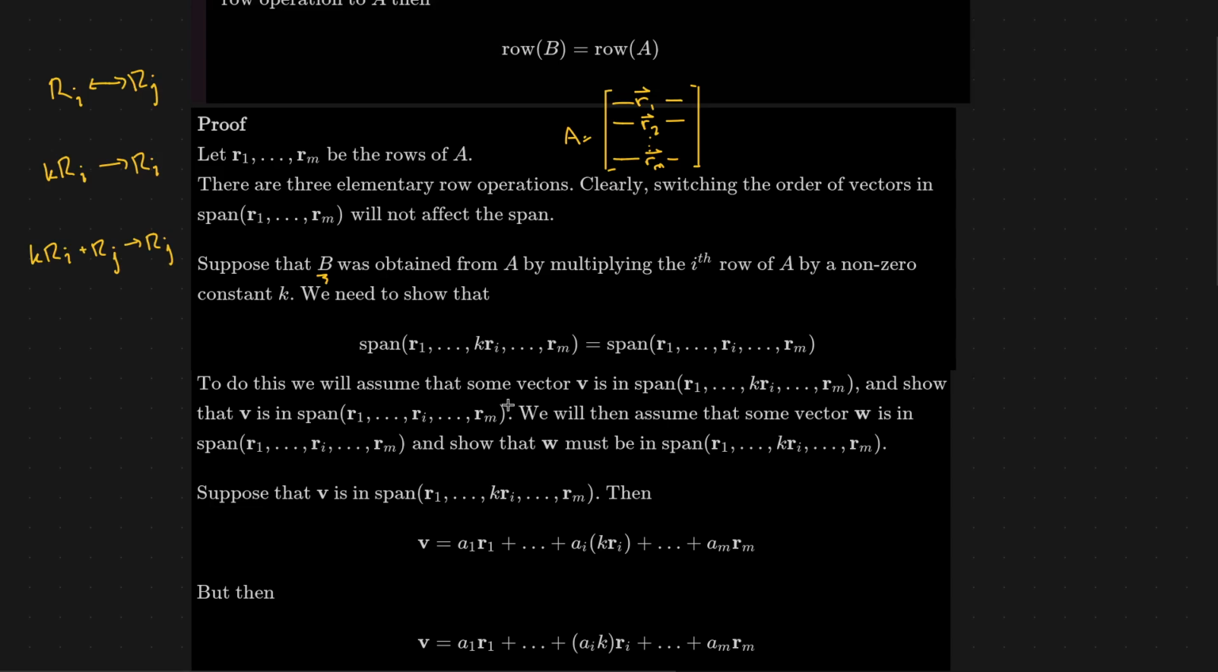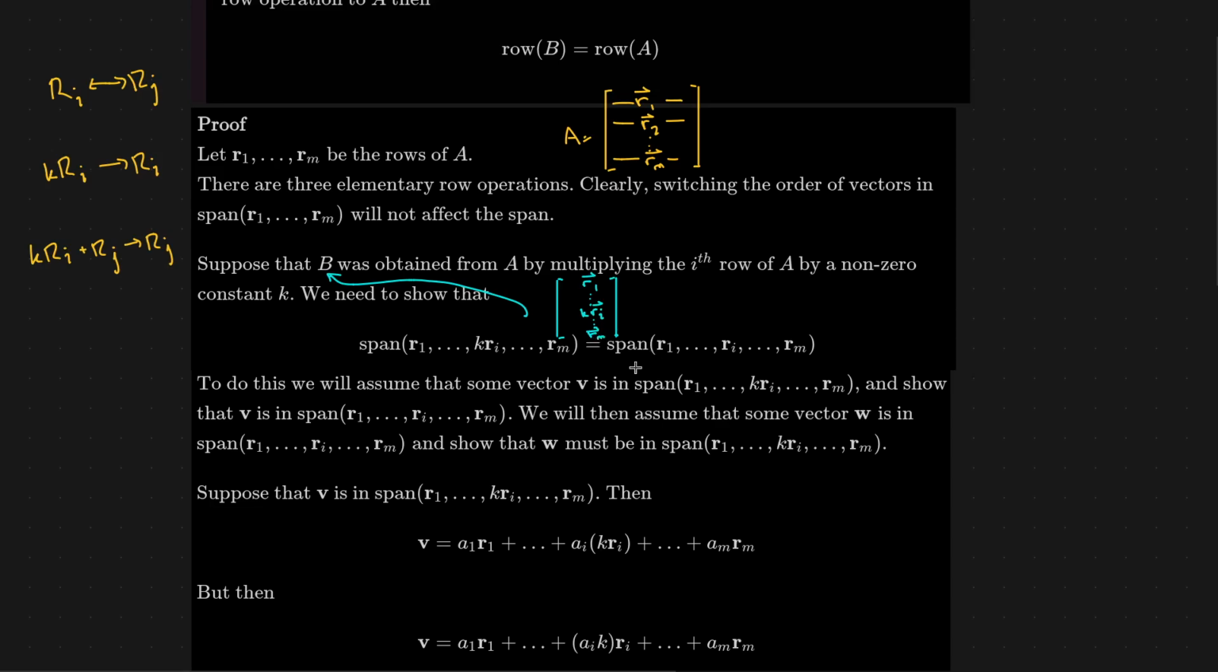So now suppose B was obtained from A with a different elementary row operation. That is by multiplying one of the rows, let's say the ith row of matrix A, by a non-zero constant K. So in this case, if this is A, then B would be the same matrix, but somewhere down here, instead of the ith row, now we have K times the ith row.